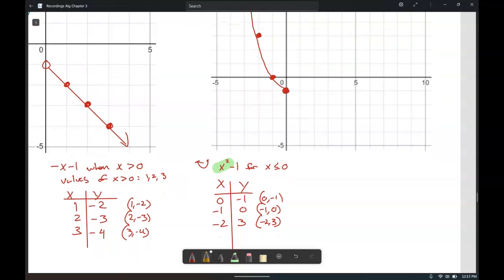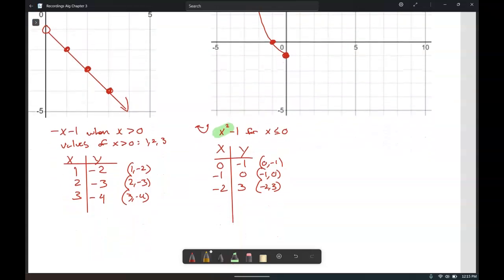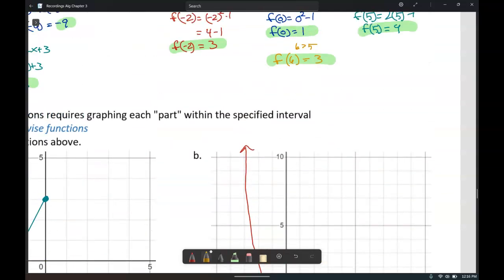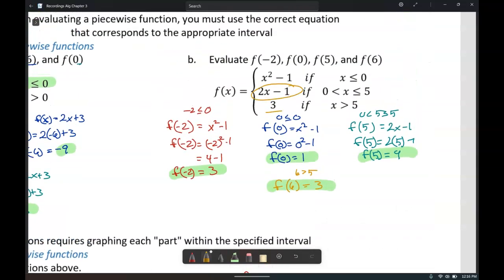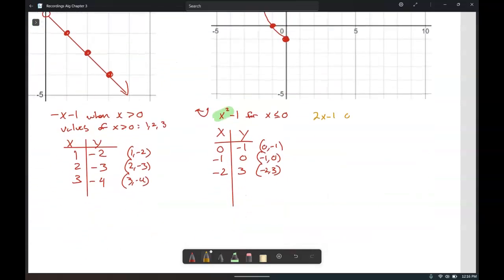Let's go ahead and graph the second part. Recall that the second part was the line 2x minus 1. So we have that up here, 2x minus 1, for values between 0 and 5. So for values of x that are greater than 0 but less than or equal to 5. So let's pick a couple numbers. We'll use our xy chart. Now it's a good idea to use the number greater than 0, so we'll use 1.